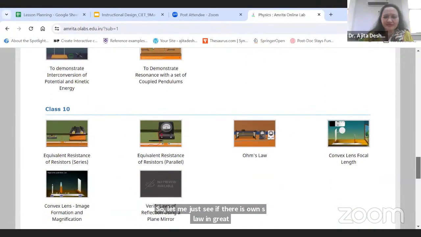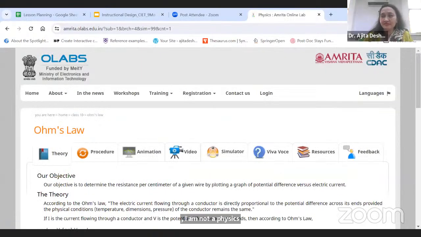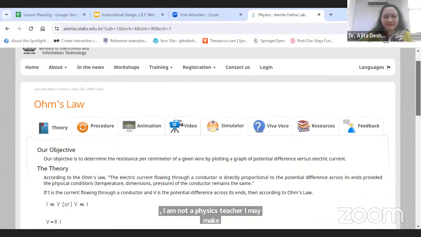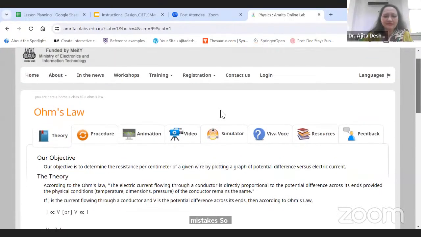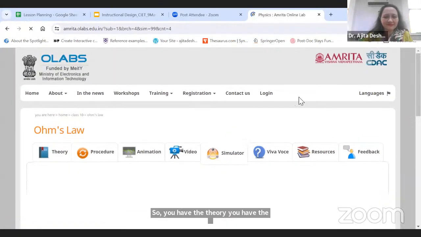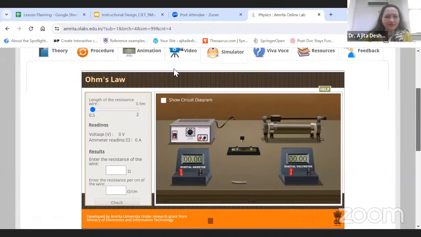So you have so many things. Let's see. I'm not a physics teacher now, so I may make mistakes. So please. Okay, so you have the theory, you have the video. You also have the simulator. And you also have the instructions here. So you can actually do this. So Ohm's law is there in different grades. It is there in 10th also, it is there in 12th also.